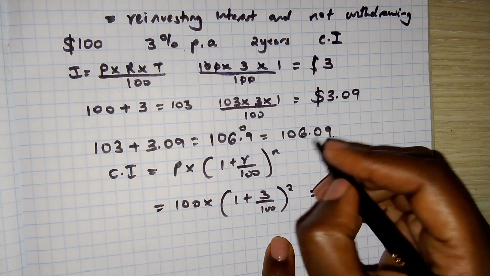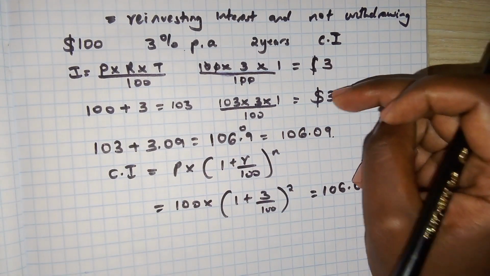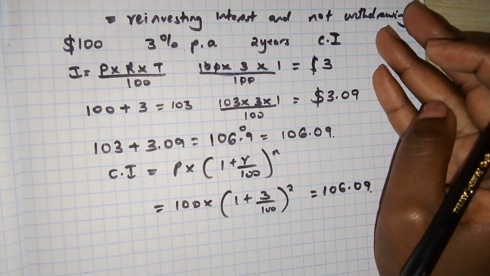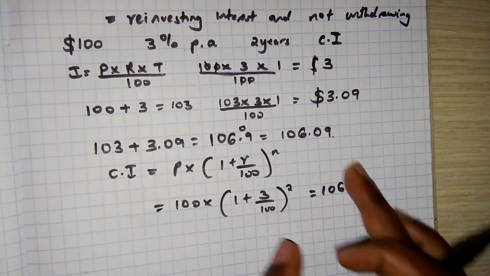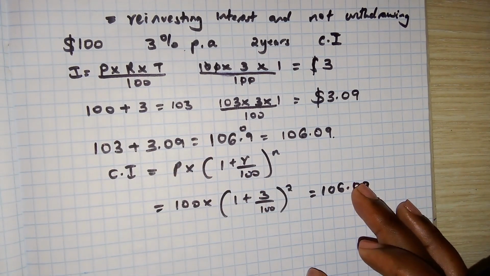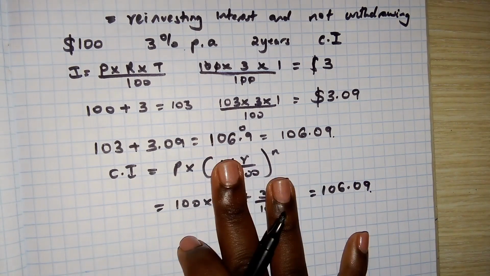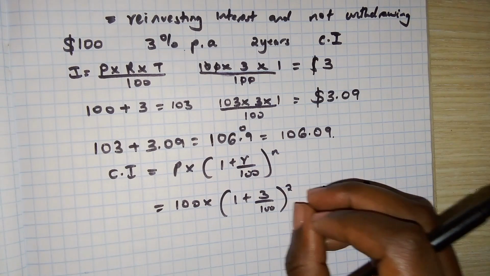106.09. So it's the same thing. Instead of doing the long way where I do it per year, if you're investing for like 15 years, you don't have to do all this working out, you just use this formula. Okay, so I had to explain that before we look at the questions. So that's compound interest, and this will be really beautiful if you're considering investing.